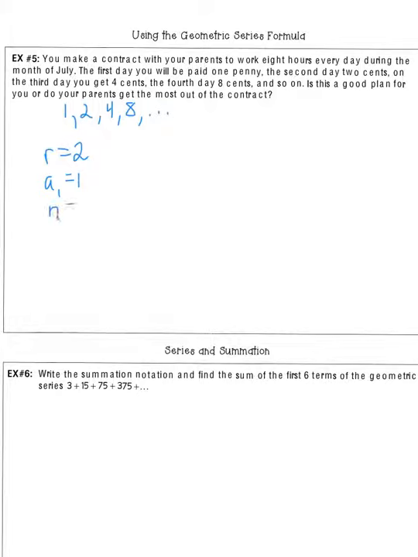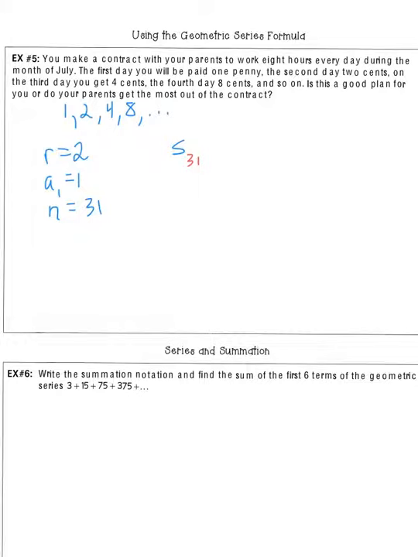So your n is going to be 31 days. There are 31 days in July, in case you didn't know it. Shocking that you didn't know that. All right, so then it's turned into a finite sequence because it's 31 days in July. So we're going to find S of 31. And mind you, our answer is going to come out in pennies, so we'll convert it to dollars and cents as well.